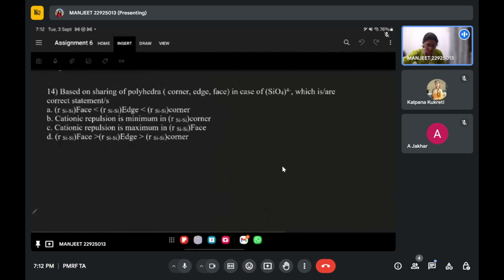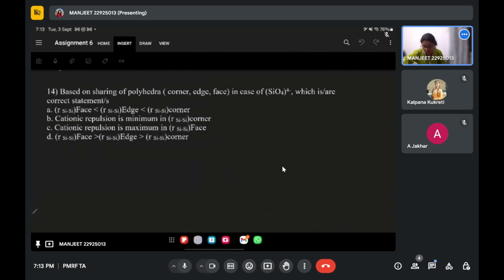So question number 14 is based on the sharing of the polyhedra: corner, edge, face. In each case of the silicate SiO4 4 negative, which is or are the correct statement? A: the distance between Si and Si in face sharing is less than in edge sharing, which is less than in corner sharing.